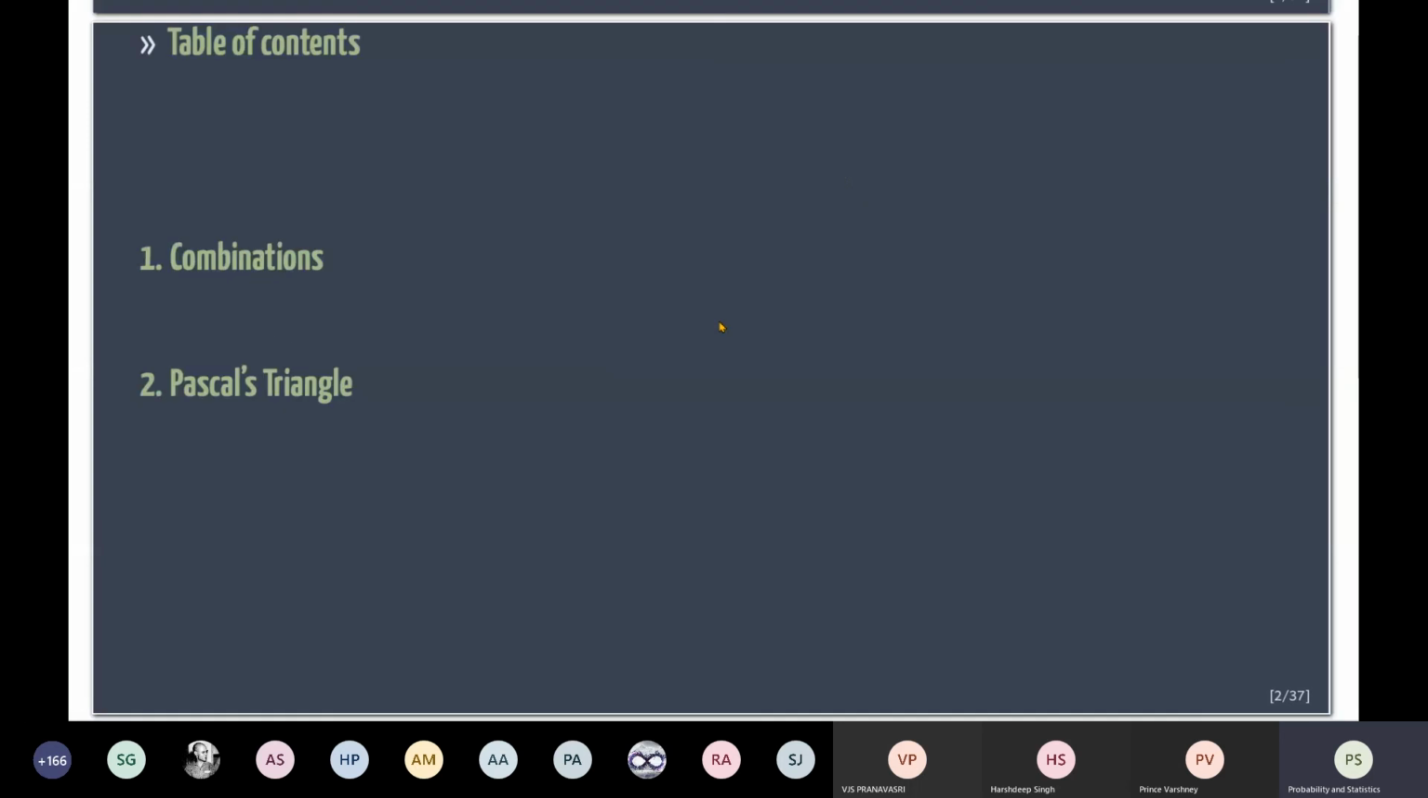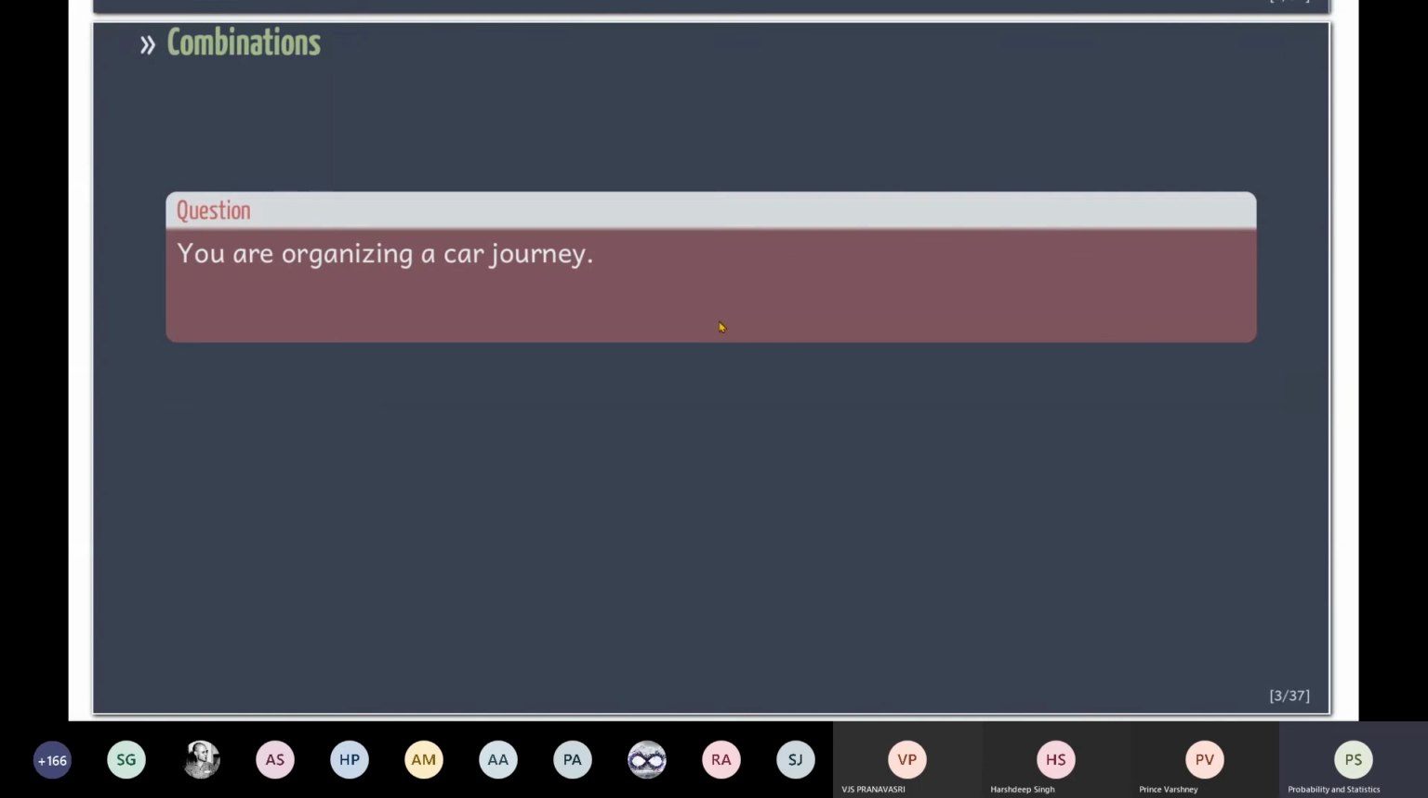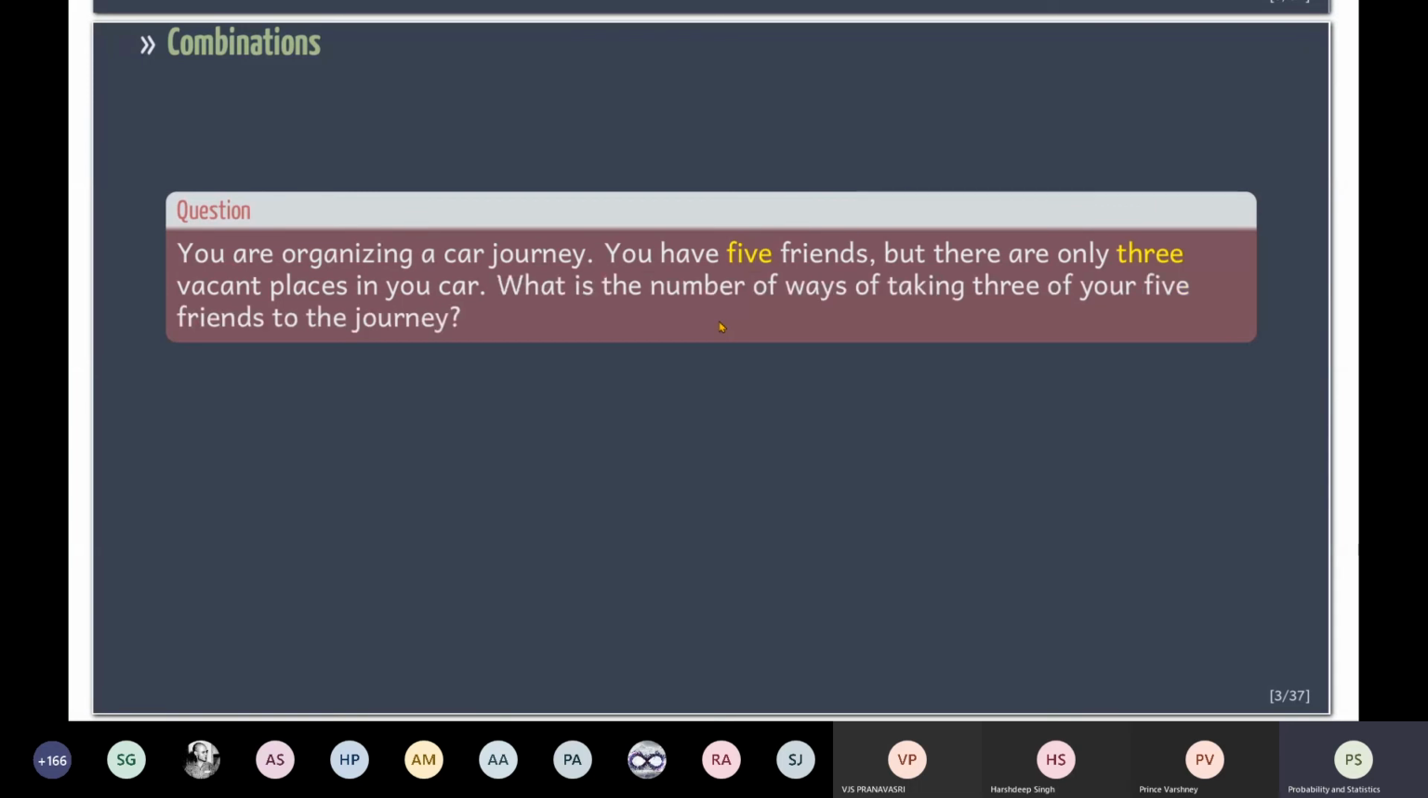Okay, so let us start with lecture 2 now. In lecture 2 we will discuss combinations and a little bit about Pascal's triangle. Let us see with an example. Combinations: you are organizing a car journey. Let us say you have 5 friends, but there are only 3 vacant places in your car. What is the number of ways of taking 3 of your 5 friends to the journey?